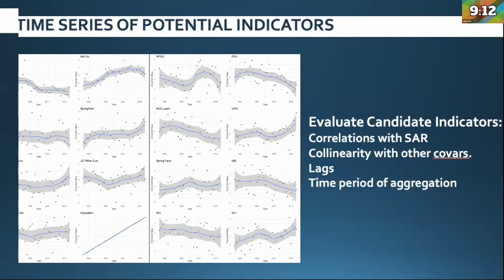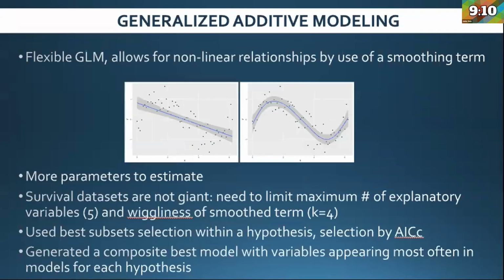I know I'm not supposed to give any nuts and bolts, but for those that may be interested, we used generalized additive modeling, which is a flexible approach that allows for nonlinear fit. So here's a linear model and here's a GAM fit to the same data. But it has some problems in terms of overfitting and estimation. So we constrain the models a little bit to try to eliminate overfitting.